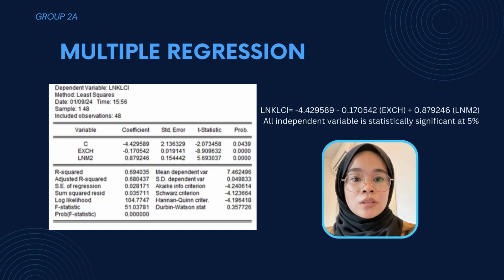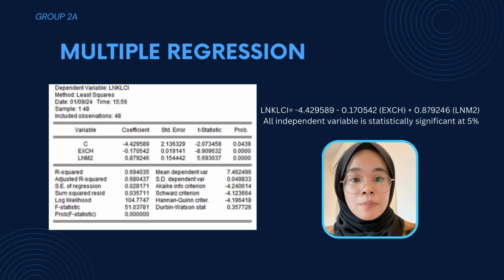The coefficient for the constant term is negative 4.429589, and the probability value for the constant term is 0.0434, which is less than 0.05, making it significant for this model. The coefficient for exchange rate is negative, at negative 0.170542. This indicates that exchange rate and stock market have a negative relationship.